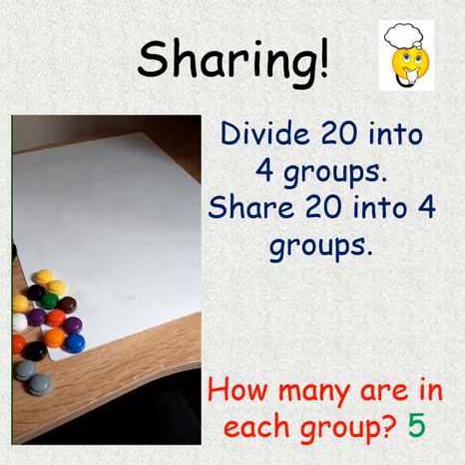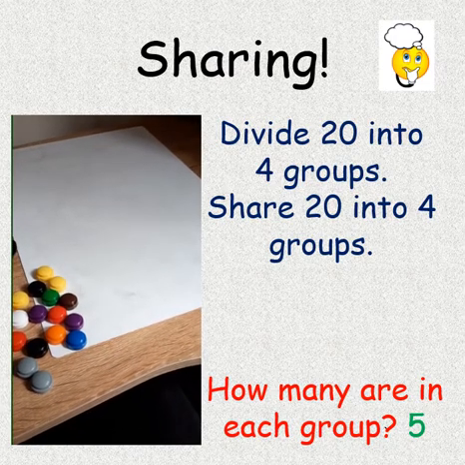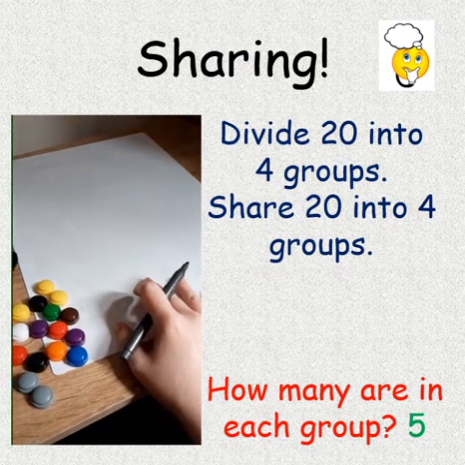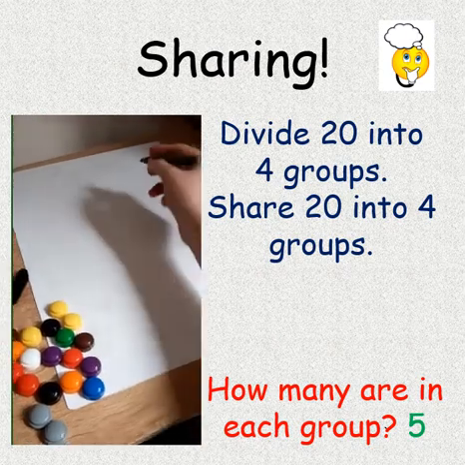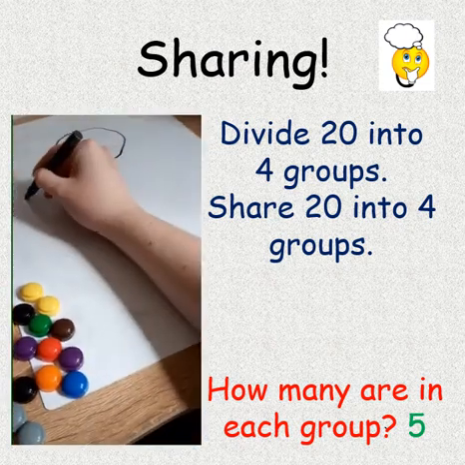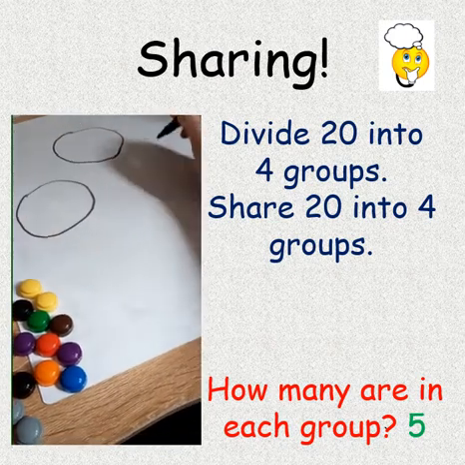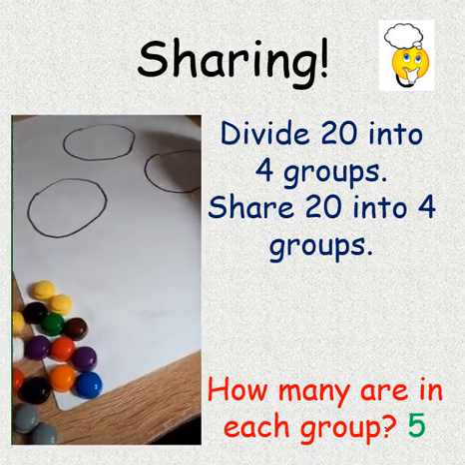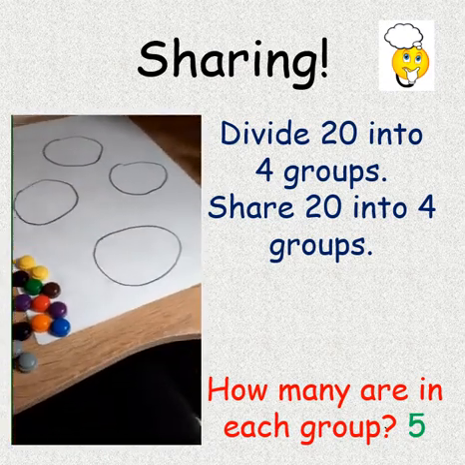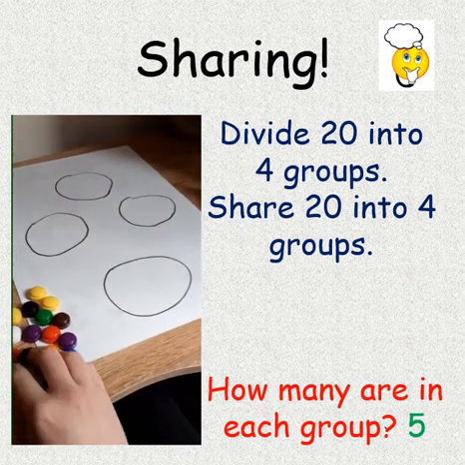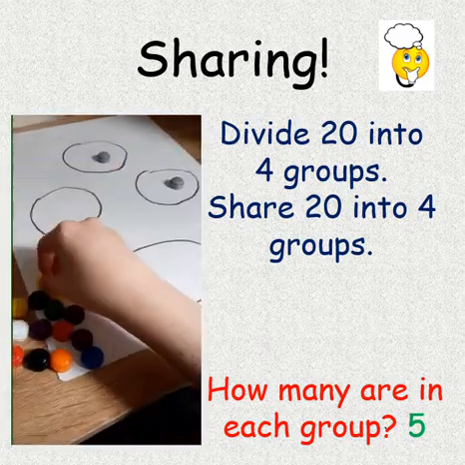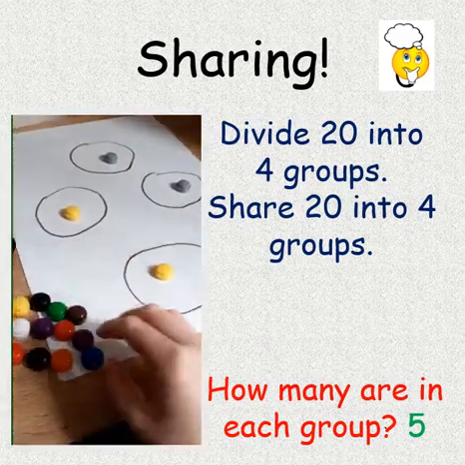So you have had a go at dividing 20 into 4 groups. We could even draw the groups. So divide 20, share 20 into 4 groups. I'm going to draw my 4 groups. I'm going to draw 1 group, 2 groups, 3 groups, 4 groups. And I've got 20 counters here, and I'm going to share them equally into my 4 groups in order. So 1, 2, 3, 4.